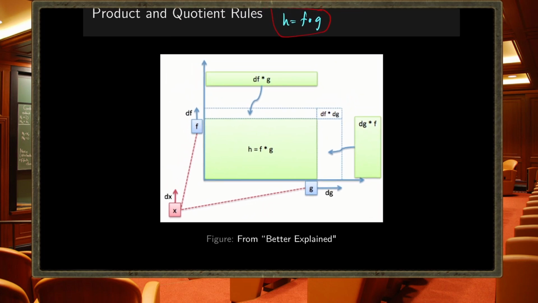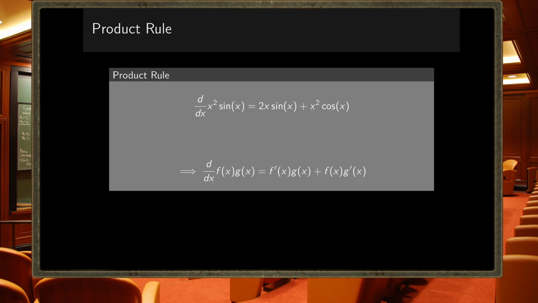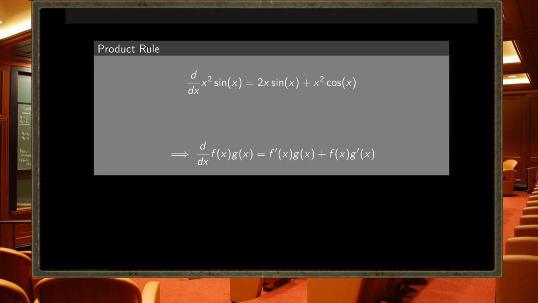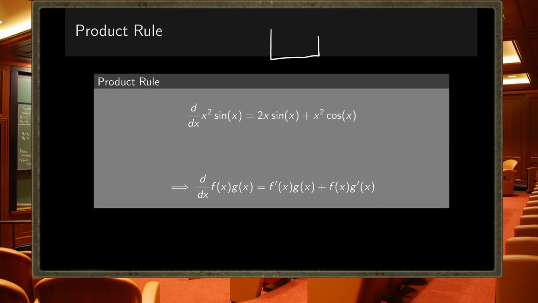If we're asking how this rectangle changes, well, this is how it changes, here and here. So the sum of those two things is going to be the net change. Okay, so just to explain with an example how this works, remember, if I've got my function h, which is f times g, and then here's my df times g, and my dg times f.